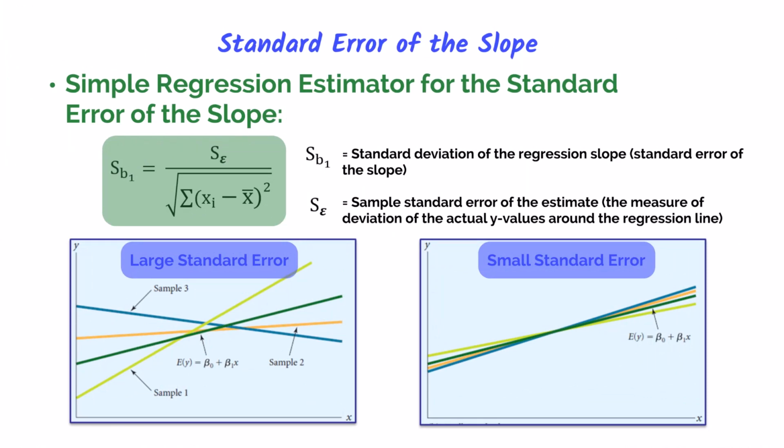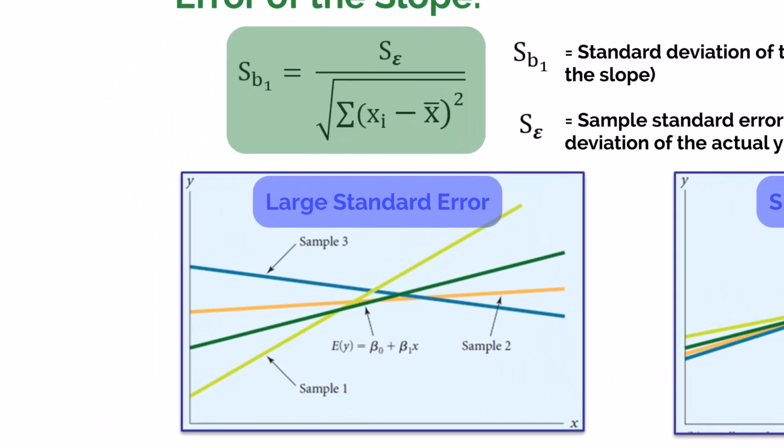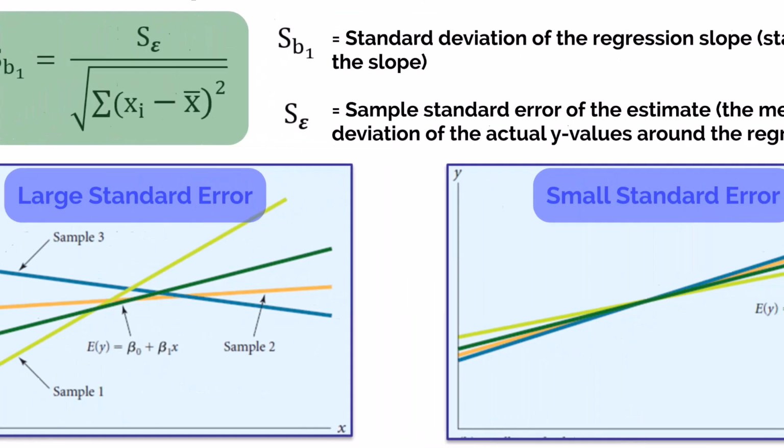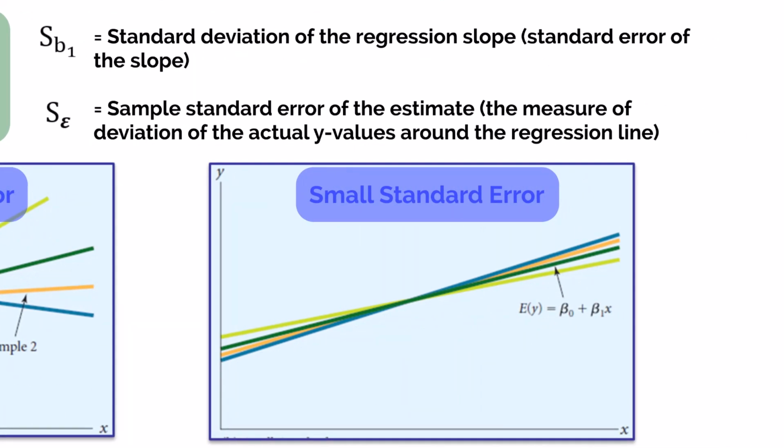Let's review the estimate of the standard error for the least square slope, which is this formula here. Just as the distribution of possible sample means has a standard error, the possible regression slopes also have a standard error. Here on the left, these three samples have a larger standard error due to the variation in the slope values for each line. Compared to this example, this would have a smaller standard error since all of the lines have a similar slope value.